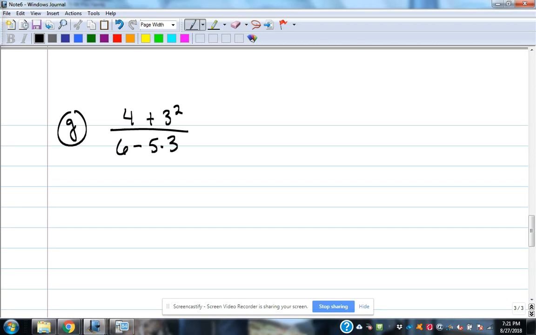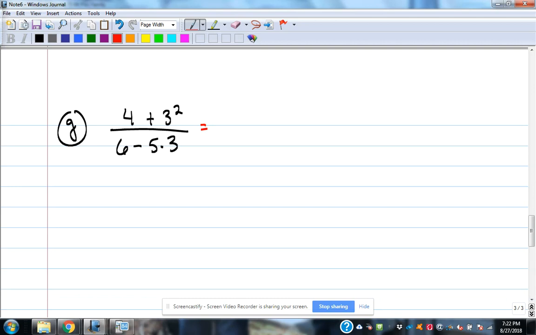All right. 4 plus 3 squared, all of that over 6 minus 5 times 3. So you've got this big fraction looking deal. So this one's a little tougher to just straight type into the calculator. So it's always helpful to be able to work the top part and then work the bottom part and then deal with the fraction part after that. So let's just work the top part. Let's do order of operations on the top.